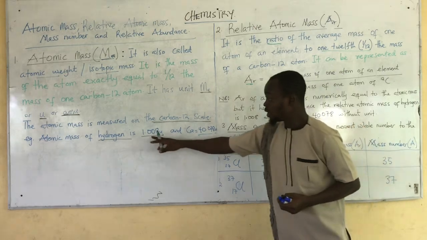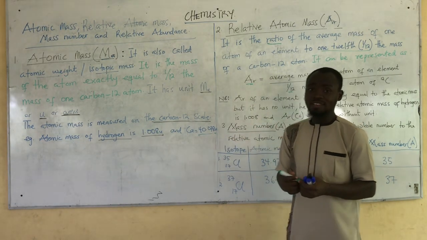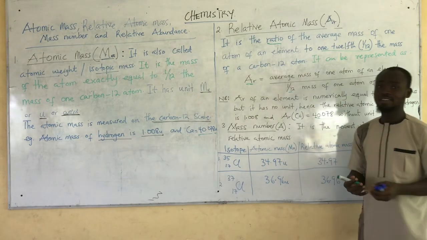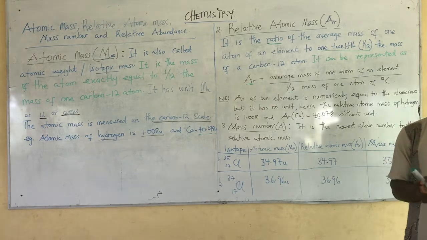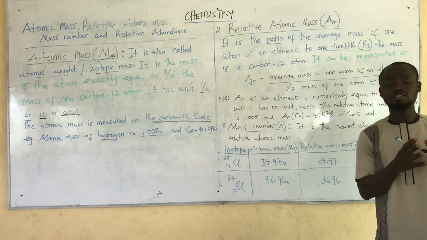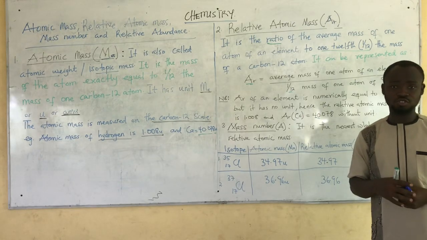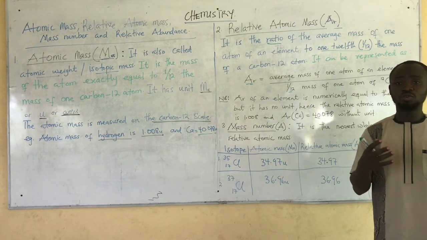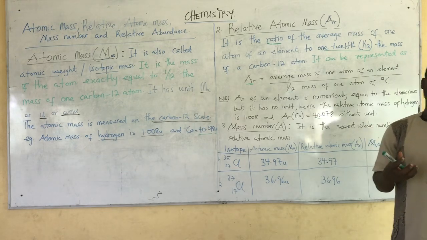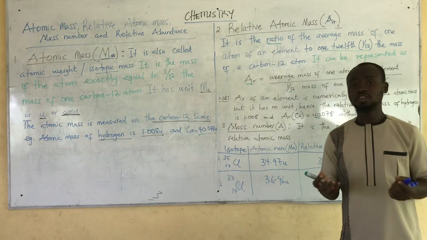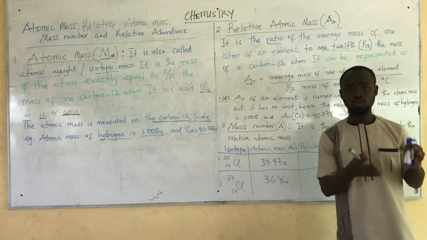But here, the atomic mass for hydrogen is 1.008 u. So atomic mass has a unit, but relative atomic mass has no unit. Numerically, relative atomic mass and atomic mass are just the same. Is that okay? With relative atomic mass or atomic mass, we are just comparing the mass of one atom of an element to a scale, and the reference scale we are talking about here is the carbon-12 scale.